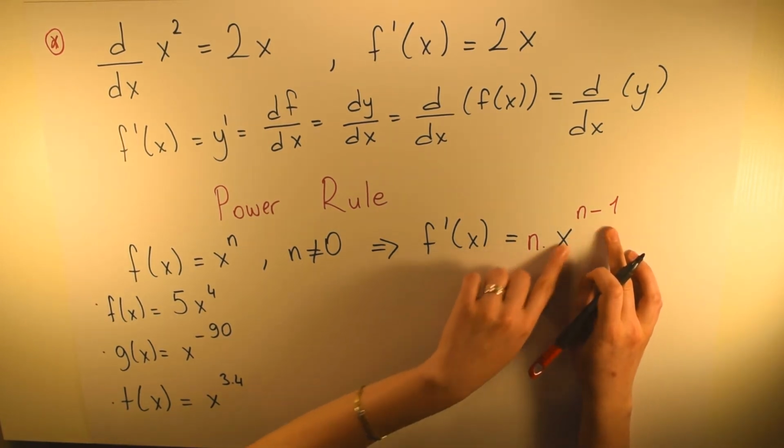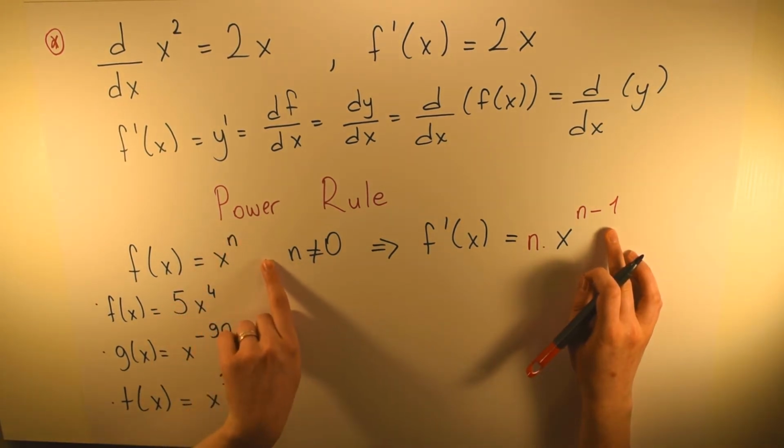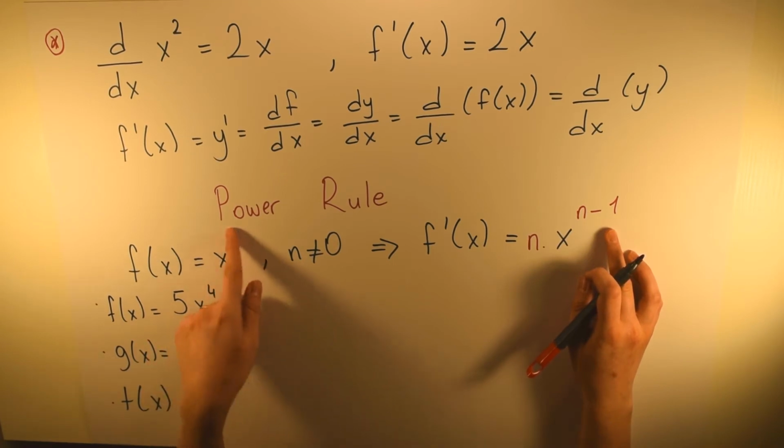So basically you take this power and multiply it by the expression, and then you reduce the power by 1.